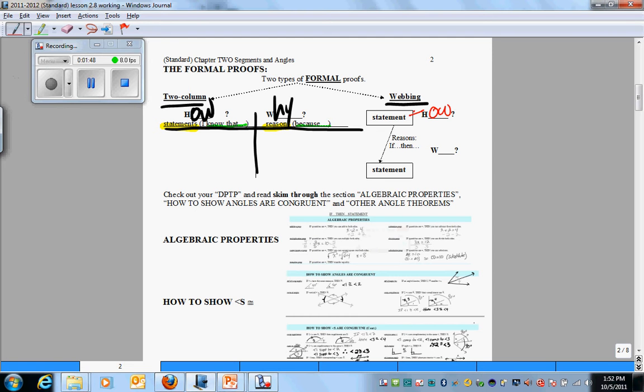On the right, webbing. The hows go in the boxes in webbing, and the reasons why go between the boxes. In webbing, you go from one step to the other. I call it Mother May I. When you play Mother May I as a kid, you go one step, and before you take the other, you have to ask, Mother May I. So the why is the reason to go from one step to the other. That's your why.